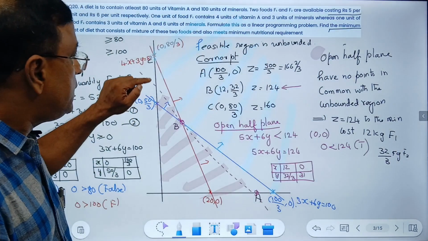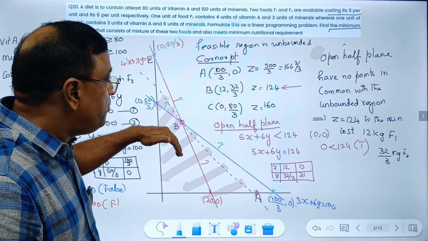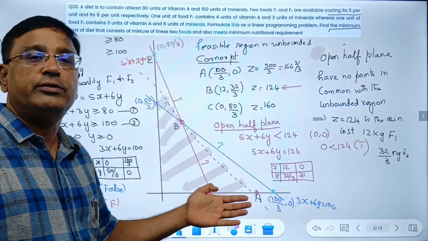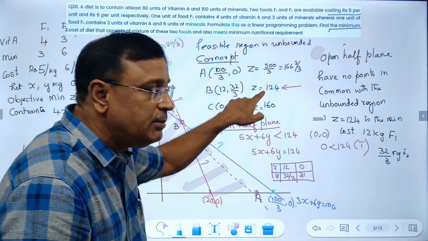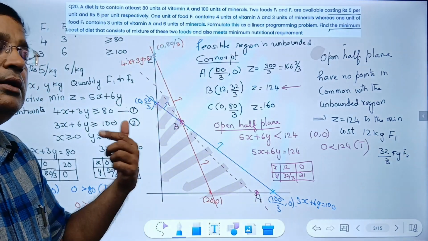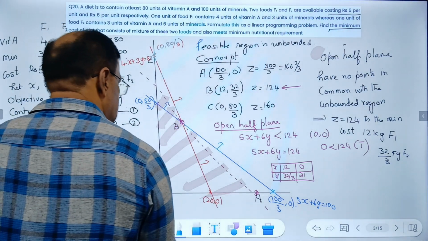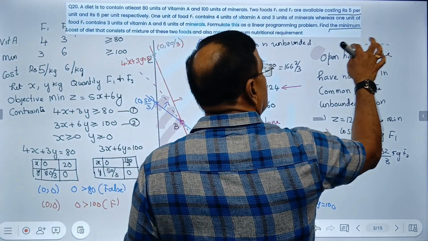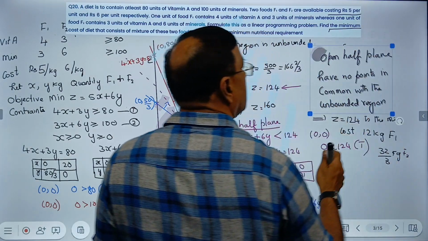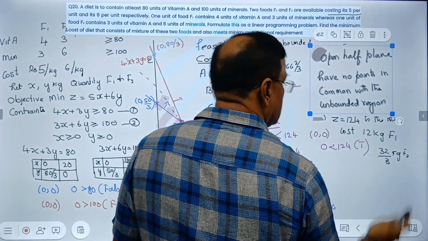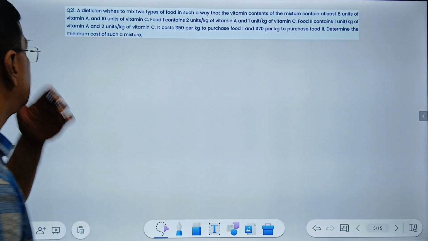So whenever you get an unbounded region, you have to draw the open half plane and check whether the open half plane and the unbounded region have points in common. If they don't have points in common, then that is the minimum value. If they have points in common, that is not the minimum value. Okay, keep that in mind. So let's go to the next question. I'll just copy this and keep. Okay, we'll see later.